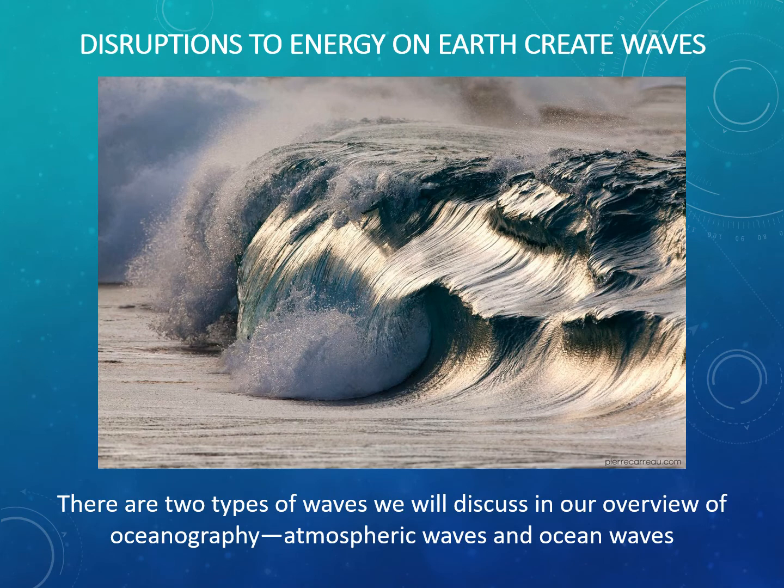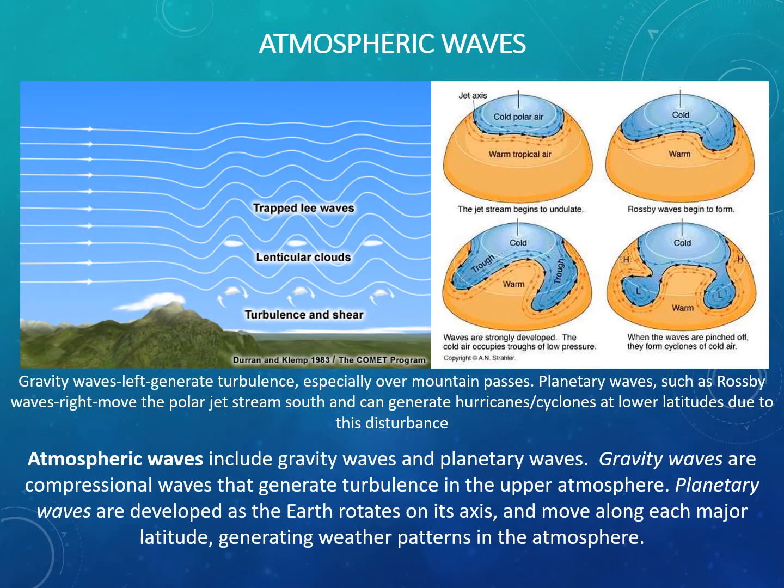So moving on from weather and climate, and moving on from ocean chemistry, let's get into waves, because wave action and circulation of the ocean are a big part of atmospheric change and a big part of climate as well. There are two major types of waves that I'm going to discuss with you in our overview of oceanography, and these are atmospheric waves and ocean waves. Atmospheric waves include gravity waves and planetary waves.